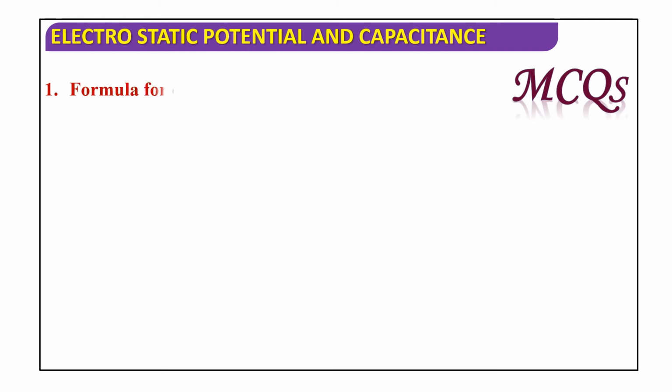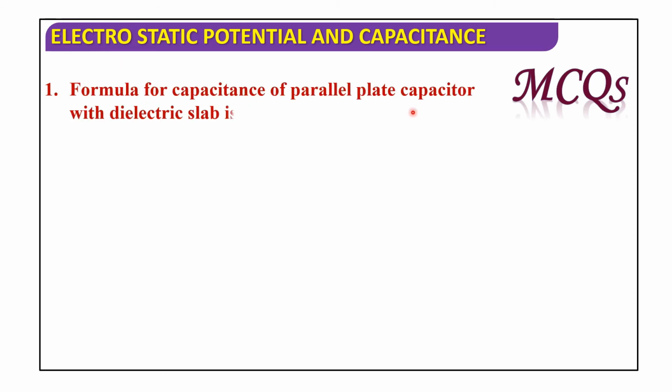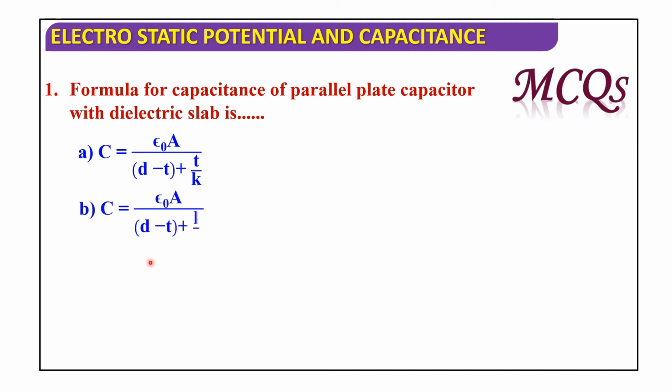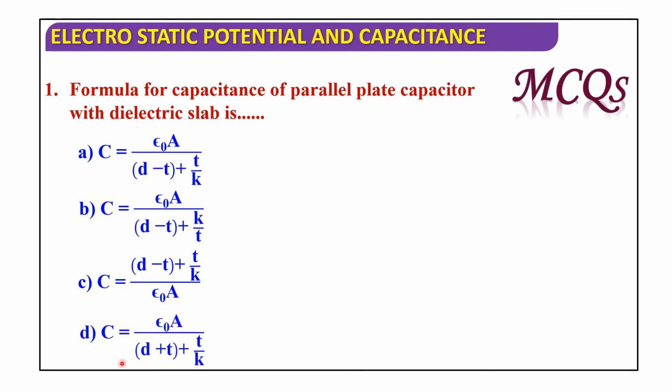Now I will discuss MCQs. The formula for capacitance of a parallel plate capacitor with the dielectric slab is: C is equal to epsilon naught A by (D minus T plus T by K); or C is equal to epsilon A by (D minus T plus K by T); or C is equal to (D minus T plus T by K) by epsilon naught A; and the last option is C is equal to epsilon A by (D plus T by K). So the formula for capacitance of a parallel plate capacitor with dielectric slab is C is equal to epsilon A by (D minus T plus T by K). So the first option is correct.